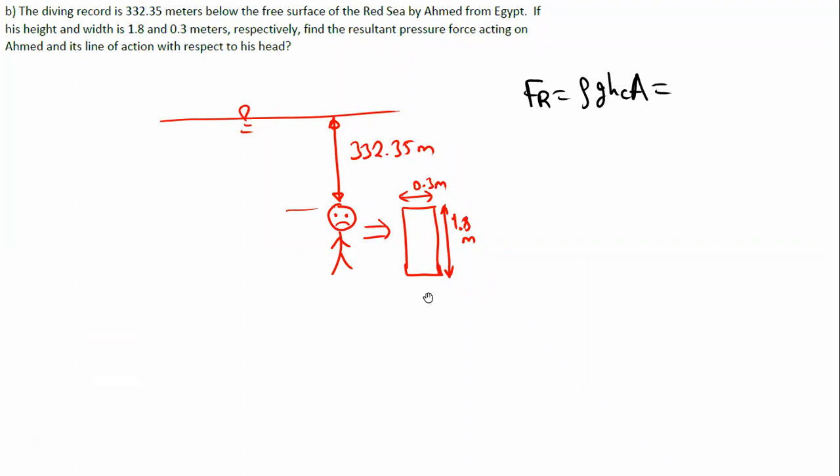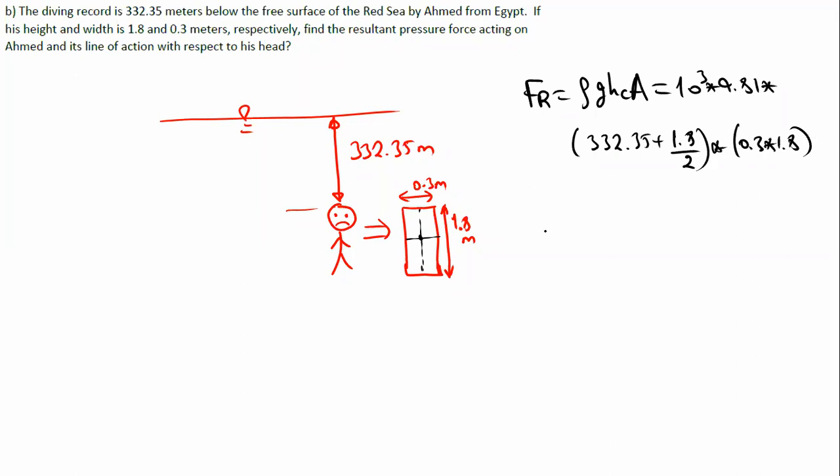And we are simplifying the problem with the rectangular dimensions, and the rho is 10 to the power of 3, and the g is 9.81, and the hc is the distance from the free surface to the centroid of the body, and that one will be 332.35 plus 1.8 divided by 2, because if you assume that this is a rectangular body, this will be half of the height, and then multiplied with the height, which is 0.3 multiplied with 1.8.